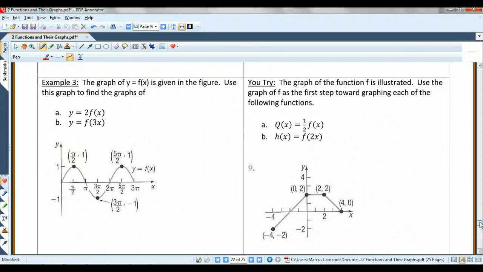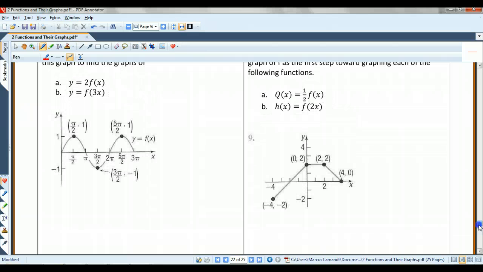Alright, example 3. The graph of y equals f of x is given in the figure. Use this graph to find these two graphs. And you know what? I think I'm just going to let you guys graph it right on here. y equals 2 f of x. Everything is just going to be multiplied by 2. So if this is 2 and this is negative 2, it's going to be here, going to go down here, going to be here, going to go down here. And everything is the same except it's stretched so that it's doubly tall. Okay? So that would be the first one.